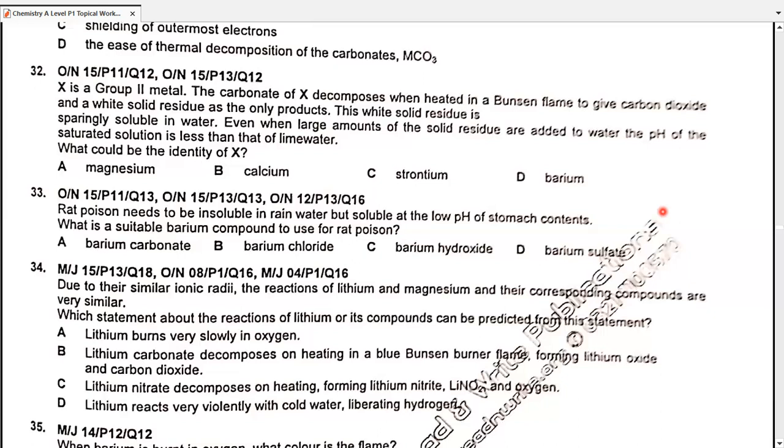Rat poisoning needs to be insoluble in rainwater but soluble at the low pH of stomach contents. What is a suitable barium compound to use for rat poisoning? It needs to be insoluble in rainwater but soluble at low pH of stomach contents.